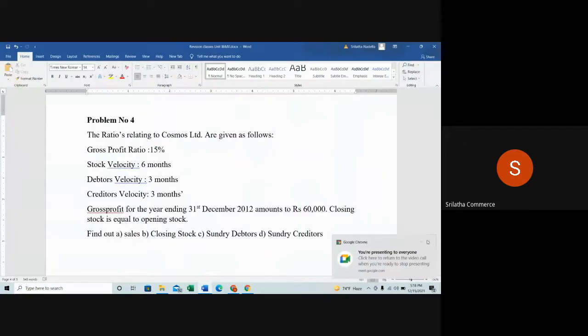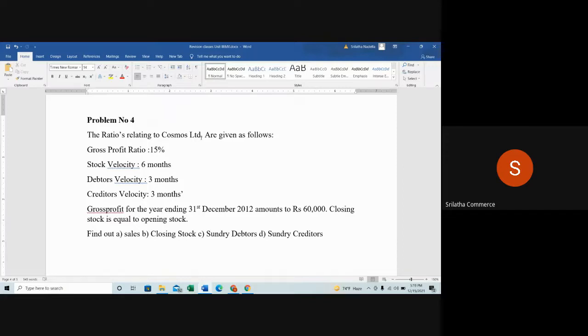This is a problem where we are going to do the ratios relating to Cosmos Limited. That is, the company name is given. The gross profit ratio is 15%. Stock velocity 6 months. Debtors velocity 3 months. Creditors velocity 3 months. Gross profit for the year ending 31st December 2012 amounted to 60,000 and closing stock is equal to opening stock. So it's a very simple problem. He's asking you all to just calculate sales, closing stock, sundry debtors and sundry creditors.